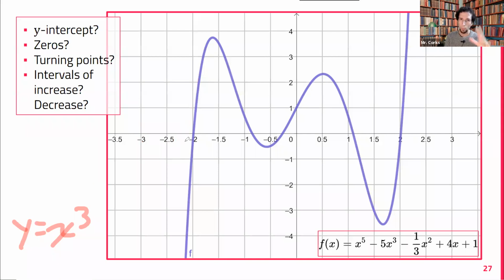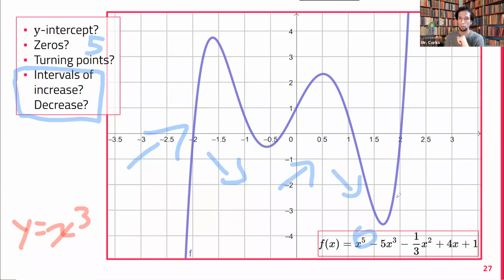So there's a more formal mathematical proof, but from that we can see that the exponent, whatever the exponent is, if it's a 5 or a 3, so here it's a 5, that is the maximum number of zeros, maximum number of x-intercepts, and it also is the maximum number of intervals of increase or decrease. So up, down, up, down, up, that's 5. It can't be more than 5. So that's how we can read that number.